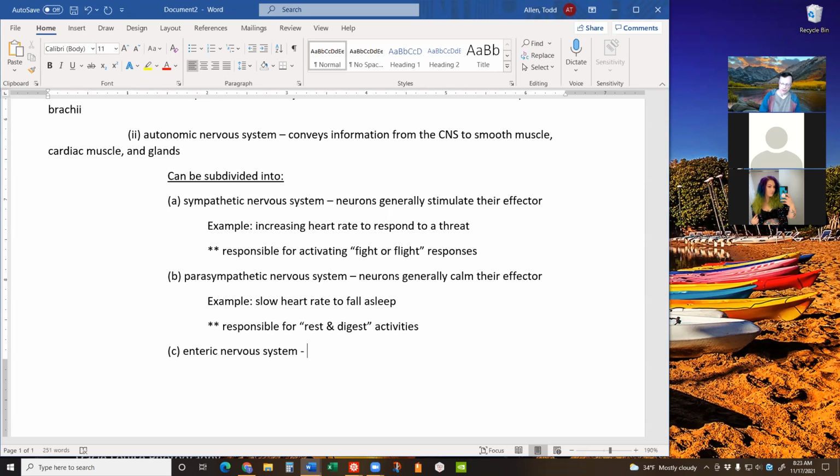The enteric nervous system is comprised of neurons located in the walls of your GI tract anatomy. So, definitely the stomach, small intestine, large intestine. And these neurons help coordinate and regulate the overall process of digestion.